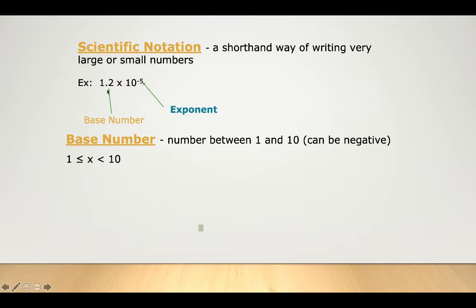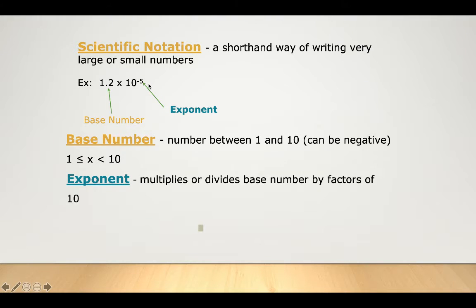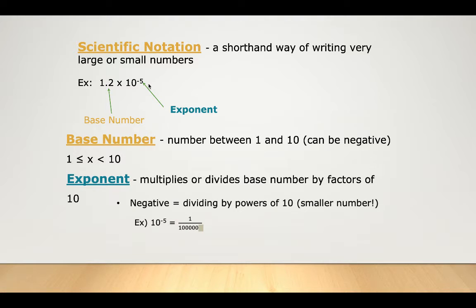Any part of it then goes after the decimal, so we can just throw any numbers that are still in it after the decimal. And then we're going to multiply it by some factor of 10. And that factor of 10 is that exponent right up here. So the exponent multiplies or divides the base number by a factor of 10. A negative would be dividing by that factor, right?